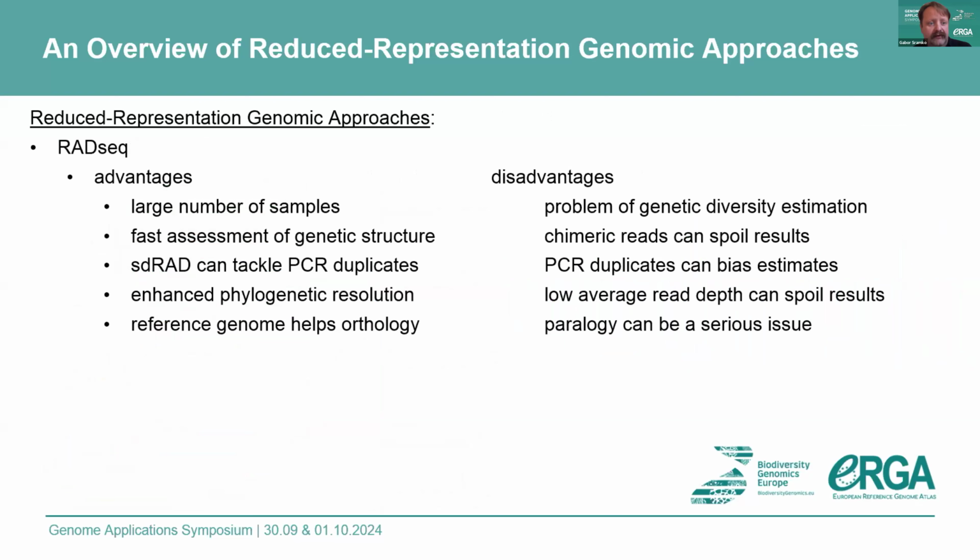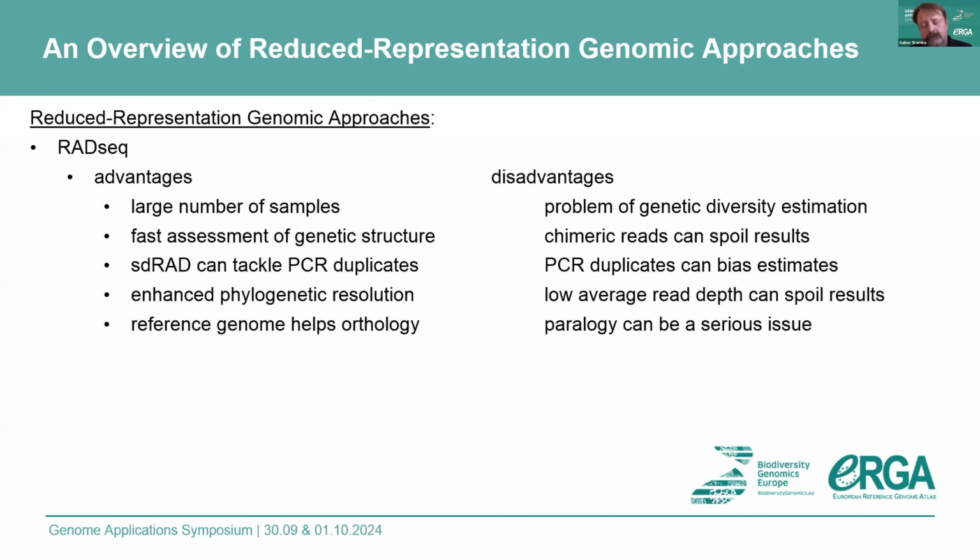Okay, and at the very end of this presentation, I collected what I believe are advantages of RADseq. Large number of samples we can include. Actually, it's a very fast assessment of genetic structure. We can tackle PCR duplicates if we go for the original RAD. Of course, the phylogenetic resolution will be much higher than any genetic approaches. Of course, if we have a reference genome, that will help orthology assessment greatly.